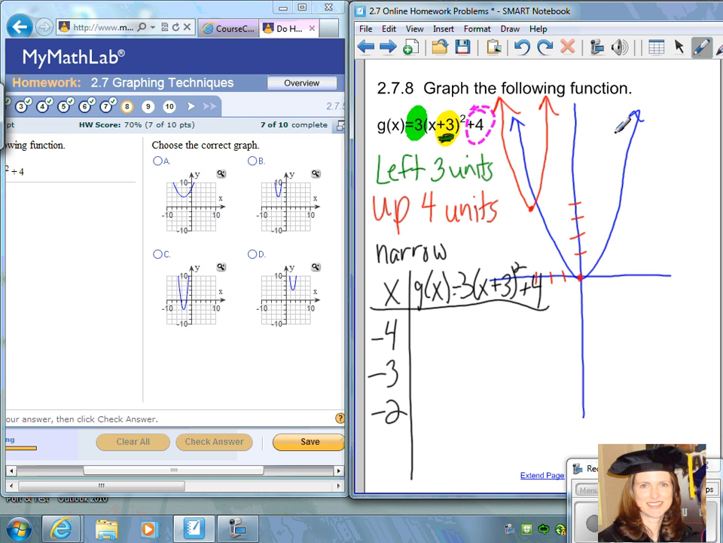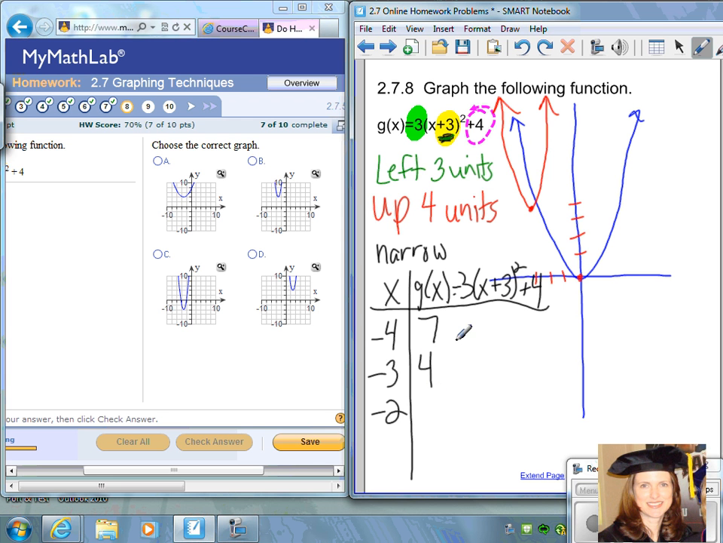When you plug in those values, -4 plus 3, evaluate that first, is -1. -1 squared is +1. 1 times 3 is 3. And 3 plus 4 is 7. Plug in -3. -3 plus 3 is 0. 0 squared is 0. 0 times 3 is 0. And 0 plus 4 is 4.